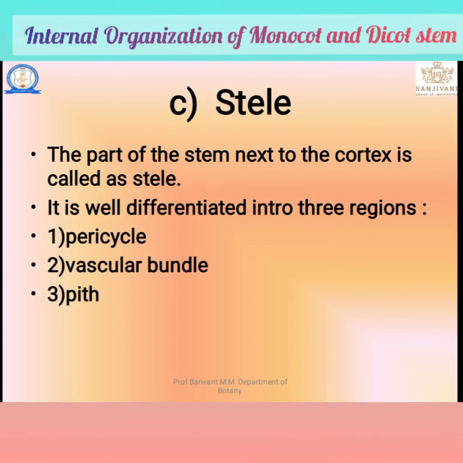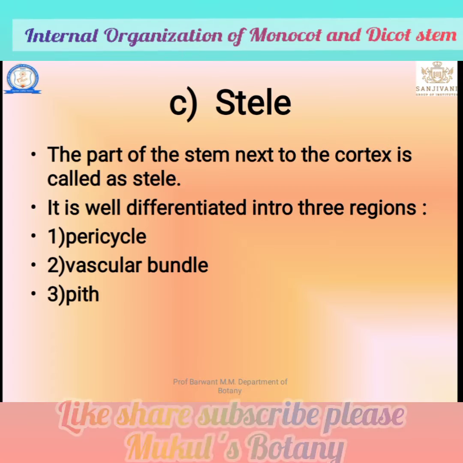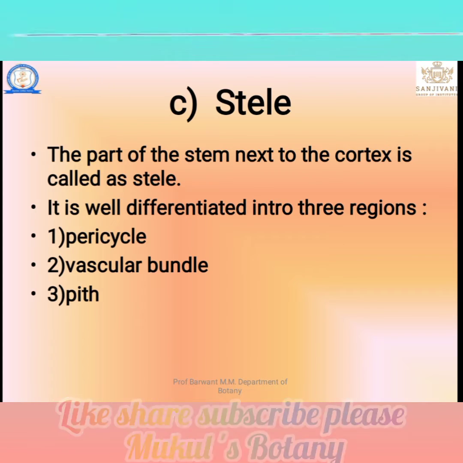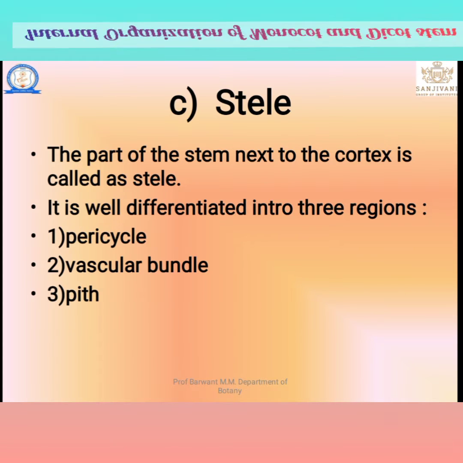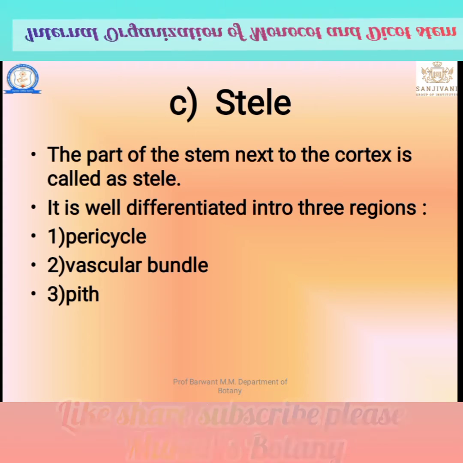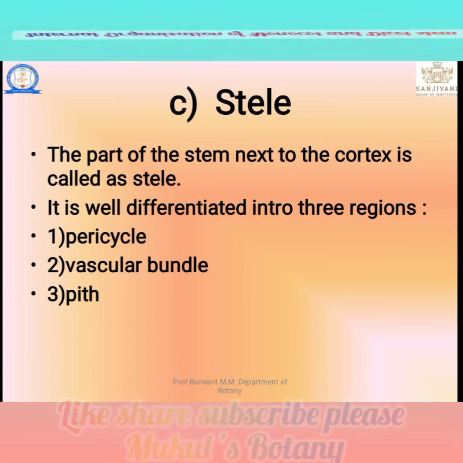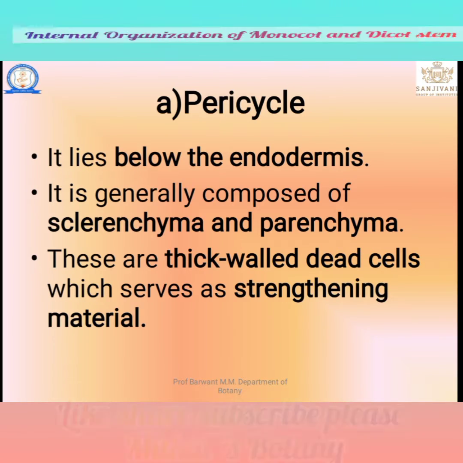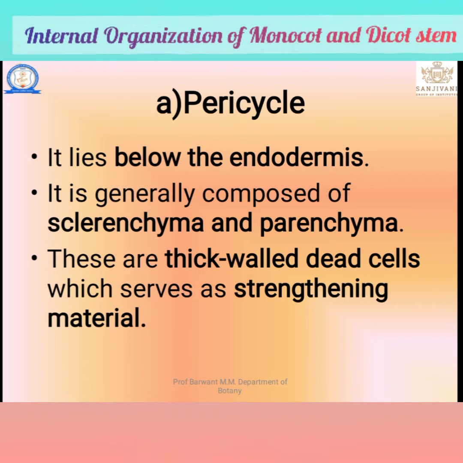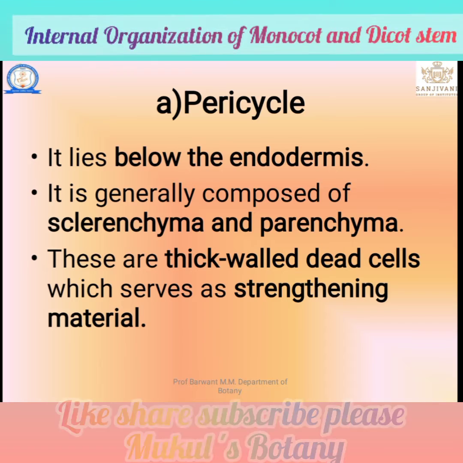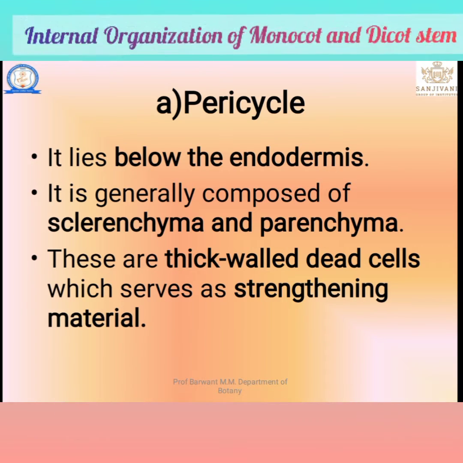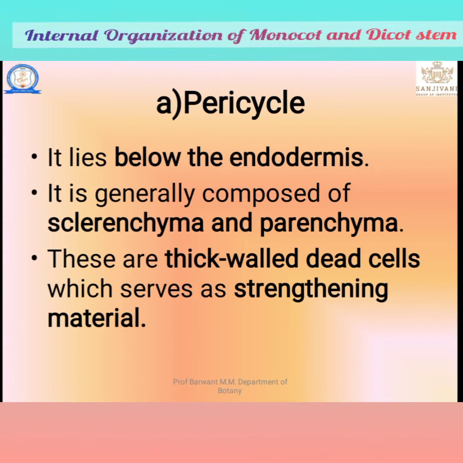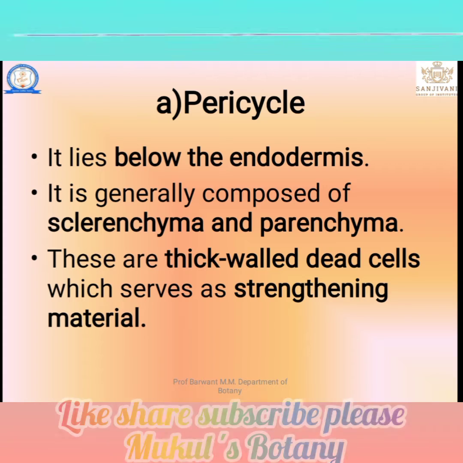Let's see the stele. What is the stele? I have explained. The stele is nothing but the structure of xylem and phloem that are combinedly present. It is well differentiated into three regions: pericycle, vascular bundle, and pith. Below the endodermis, the first layer of cells is known as the pericycle. It is composed of parenchyma and sclerenchyma. It has thick walls. Some cells are dead, which serve as strengthening material. Okay, that is the structure of a pericycle.